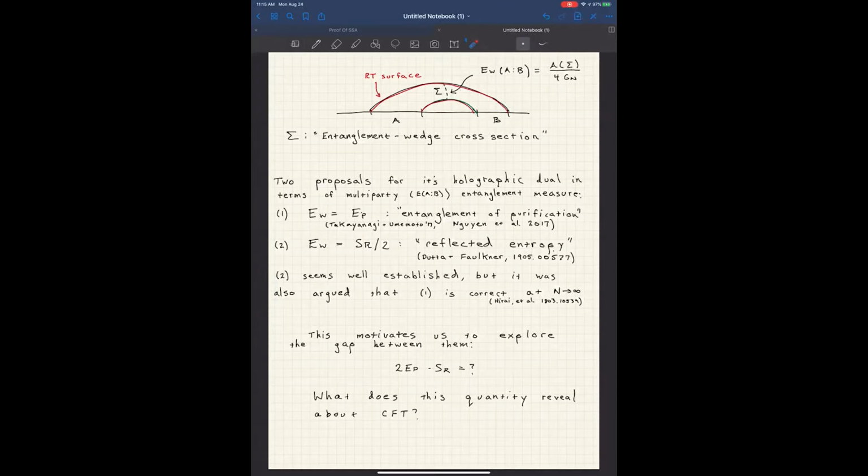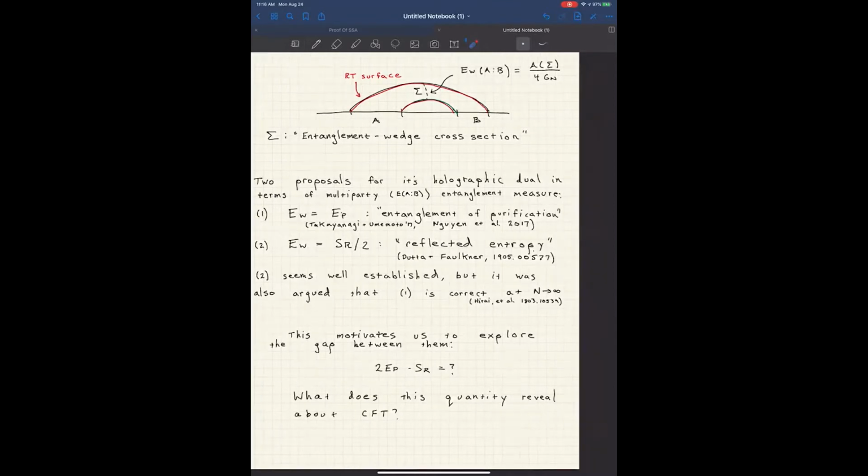But it was also argued in other works like this one that at least at very large n, the leading part of EP also satisfies EP equals EW. So this sort of motivated us to start thinking about what exactly is this gap between the two of them, between these two conjectures. What does it tell you about the nature of a state? What would be special about large n or a holographic state if these two quantities are equal? And as they start deviating as you go to finite n, what is it telling you about the nature of entanglement in this many-body state? So that was sort of the inspiration for starting to think about this.